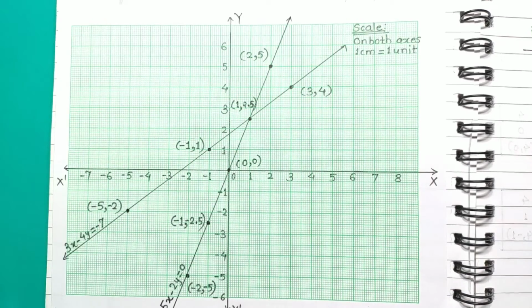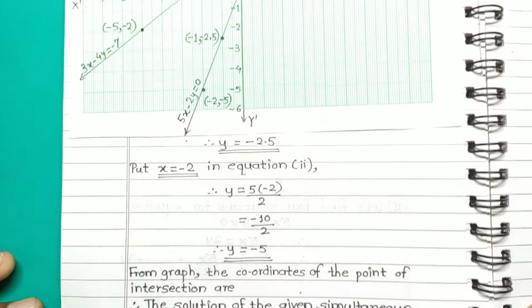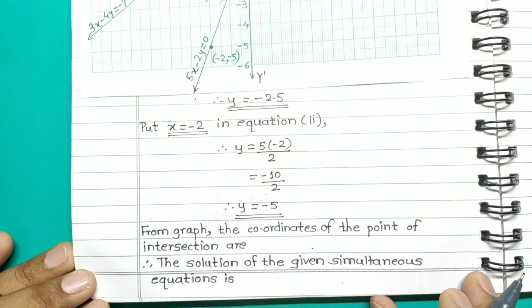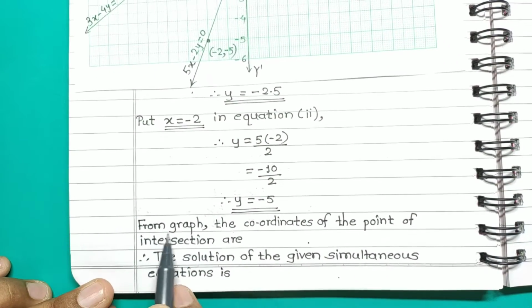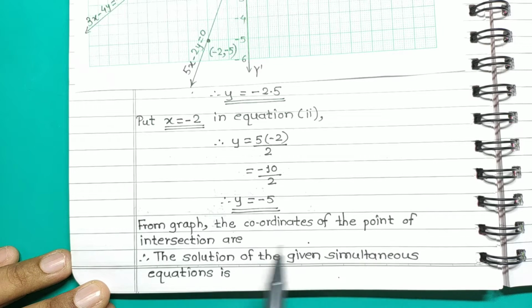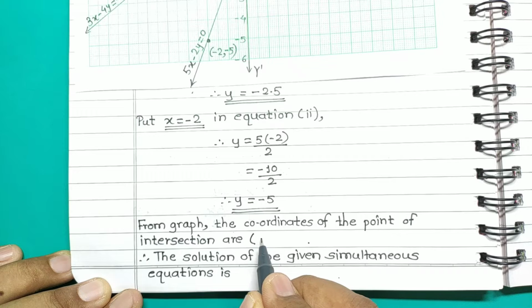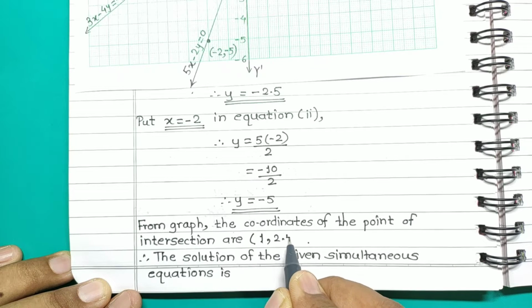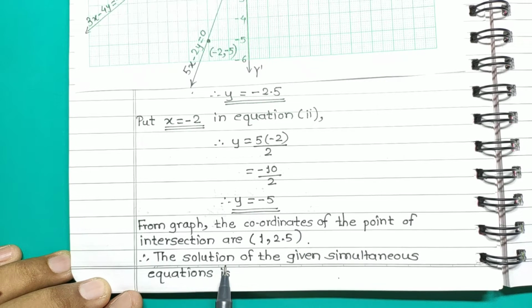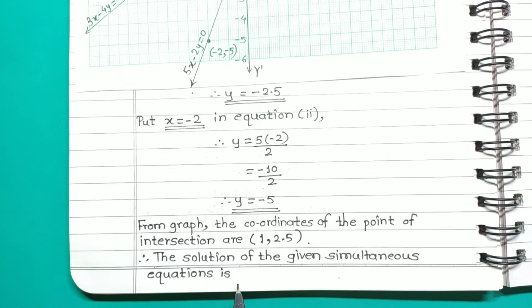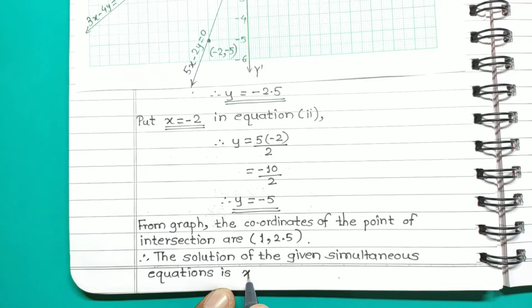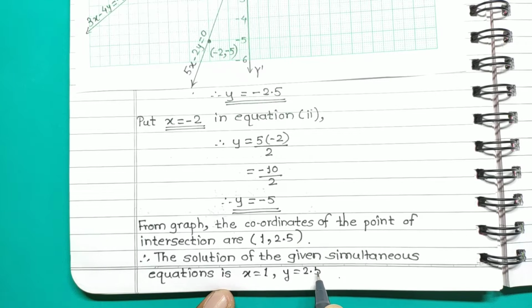So at the end of the solution of the example, you write down: from the graph, the coordinates of the point of intersection are, we find it as (1, 2.5), and therefore the solution of the given simultaneous equations is x is equal to 1 and y is equal to 2.5.